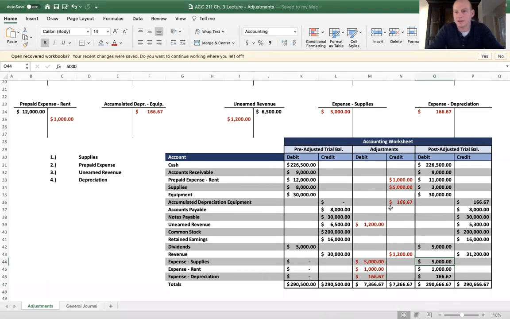And so that's the accounting worksheet. You had the pre-adjusted trial balance, the adjustments, and then the post-adjusted trial balance. These are typically the four adjustments that are made at the end of every month. Now, each business is different and there might be certain adjustments, but in principle, that's pretty much how it goes, universally speaking, throughout the business world.